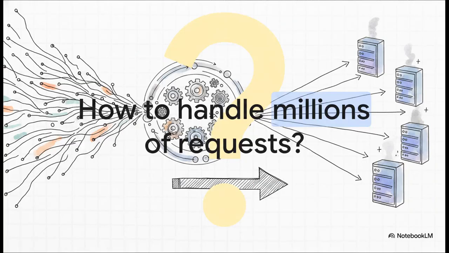So, have you ever wondered how exactly the biggest apps handle millions of concurrent requests without their servers just completely buckling under the pressure? Well, the secret sauce is highly effective load balancing. Okay, let's look under the hood and see exactly how this magic happens.